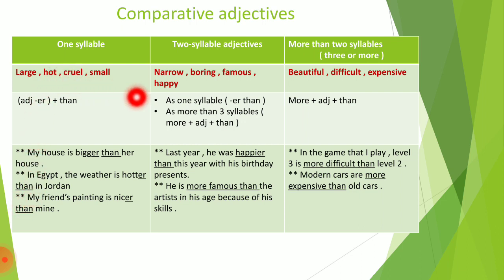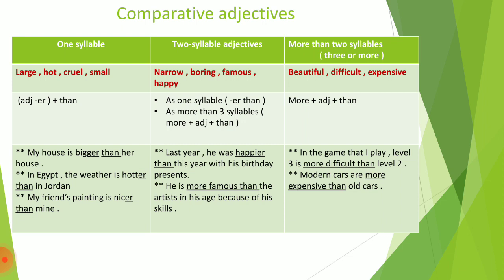طيب خلينا نترك شوي two syllable adjectives ونروح على more than two syllables. بدنا نروح على الثلاث مقاطع وأكثر. بحال إني كنت بدي أعمل مقارنة باستخدام adjectives طويلة، بمعنى كان فيها ثلاث مقاطع أو أكثر like beautiful, difficult or expensive. مثلا beautiful has three syllables. difficult لما تيجي بدك تقطعيها وبالتالي it has three syllables and expensive also has three syllables.